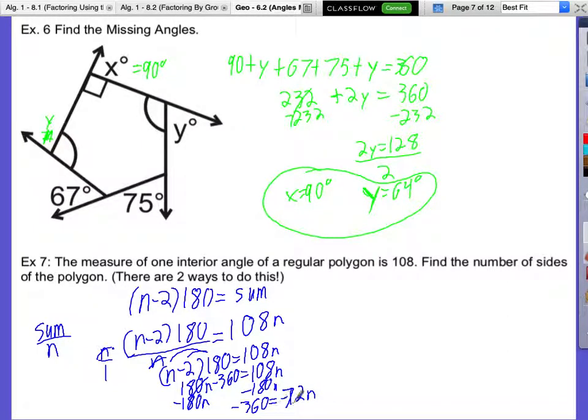So when you divide by negative 72, what do you get n to be? So then, try negative 360 divided by negative 72. Aubrey got 5. Aubrey.